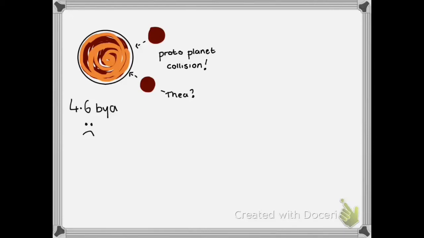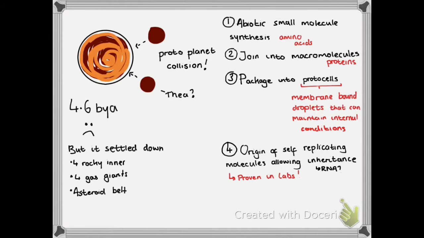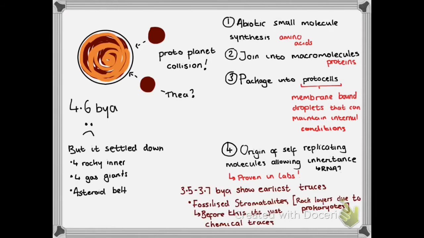So, Earth formed around 4.6 billion years ago, but it wasn't a particularly nice place because there were a lot of collisions happening with protoplanets, and it's actually quite likely that our moon formed from one of these collisions by a little planet called Theia. But after a little bit of time, it settled down a bit, and it formed 4 rocky inner planets, 4 gas giants, and the asteroid belt.